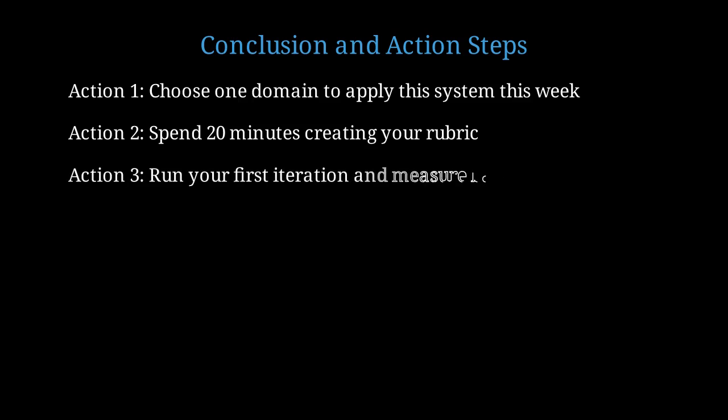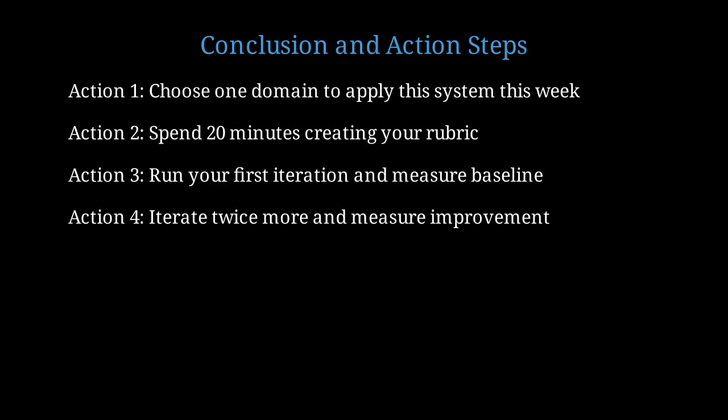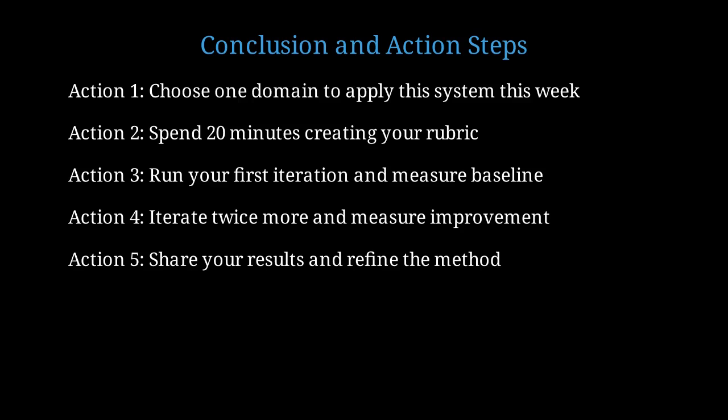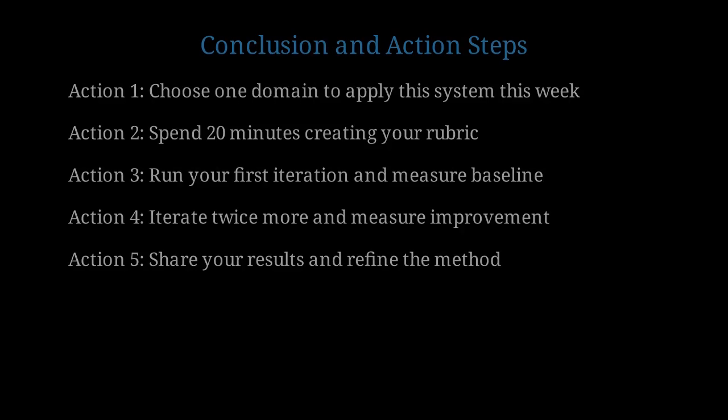Action 3. Run your first iteration. Generate 20 ideas, score them, calculate the average. This is your baseline. Don't judge it, just measure it. Action 4. Force yourself to iterate at least 2 more times. Look for patterns, incorporate them, and measure if your average score improves. Track your improvement rate. Action 5. Document your results and share them. What worked? What didn't? How much did you improve? This metacognitive reflection helps you refine the method for future use.